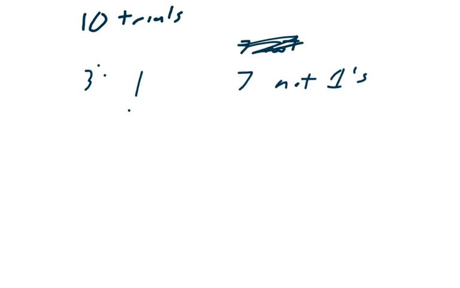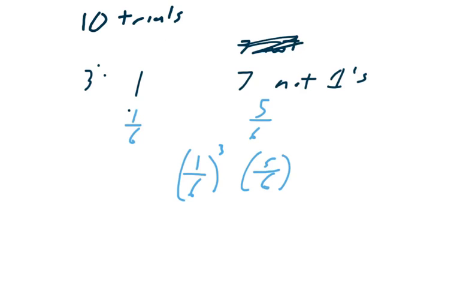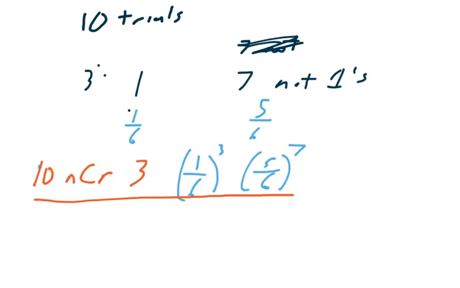The probability of getting a 1 is 1/6. The probability of not getting a 1 is 5/6. So we got 1/6 to the third, 5/6 to the 7th power, and in front we have our number of rows from yesterday, which is 10 nCr 3. So if I put all of this into the calculator, that should give me the percent. And that tells me that 0.155 or 15.5% of the time we would get 3 1s and 7 that are not 1s.